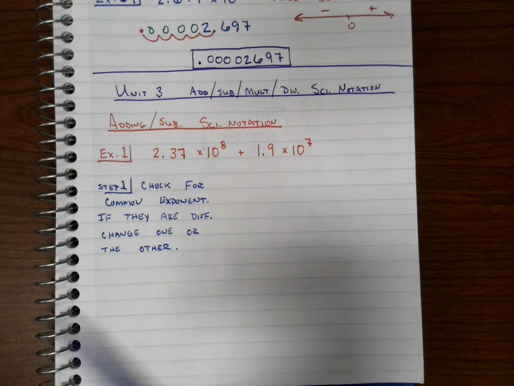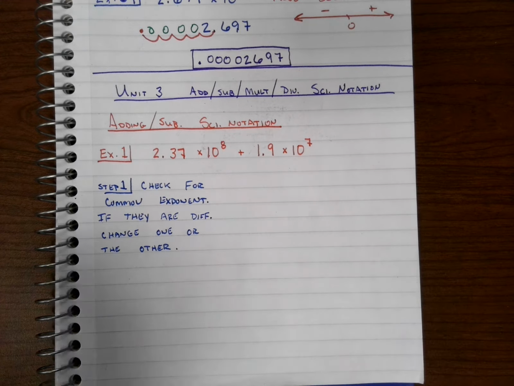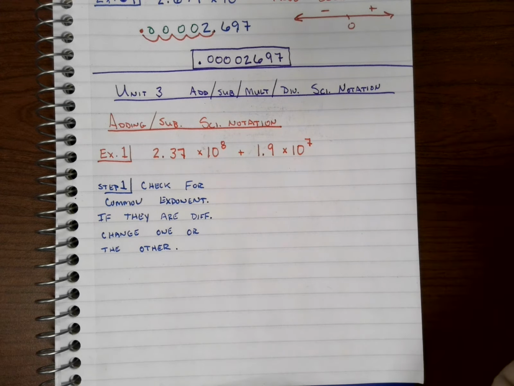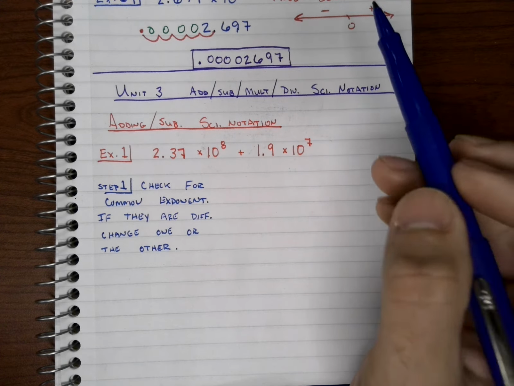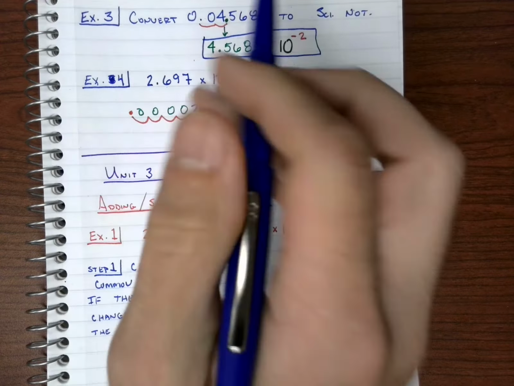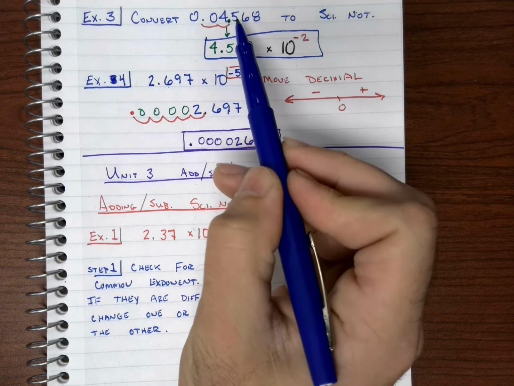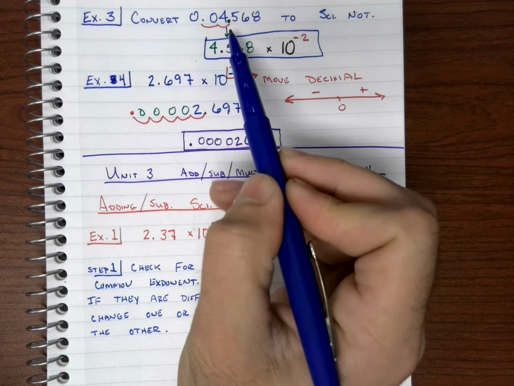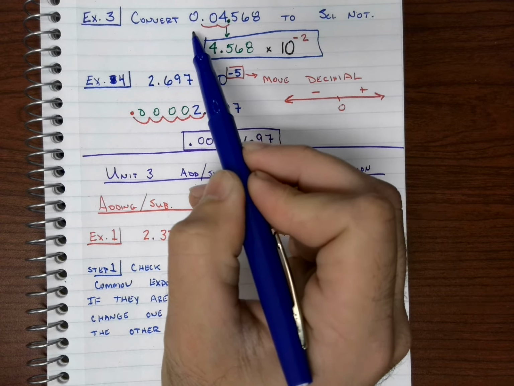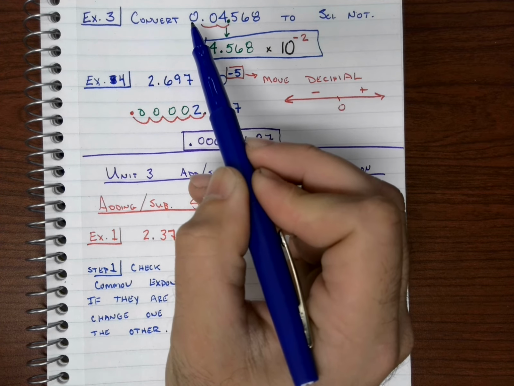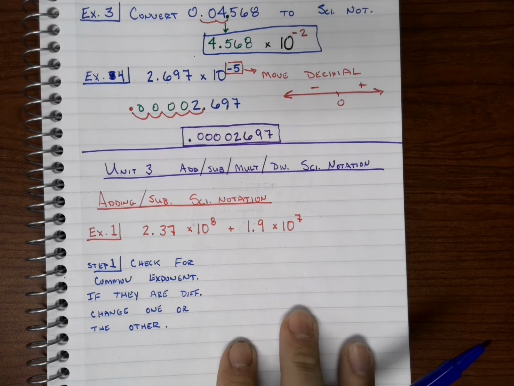Would you guys rather make this an 8 or make that a 7? Anybody? Okay, then. We'll make this an 8. If we look back at our notes, I moved my decimal to the right, and when we move it to the right, we're subtracting because our exponent is a negative. When I move it to the left, I'm adding, because our exponent is a positive.